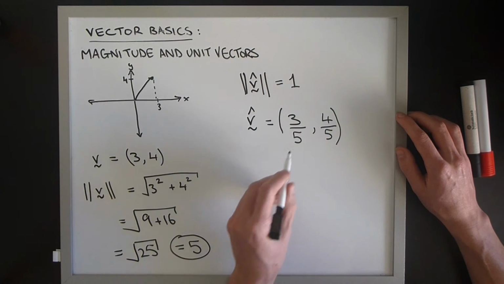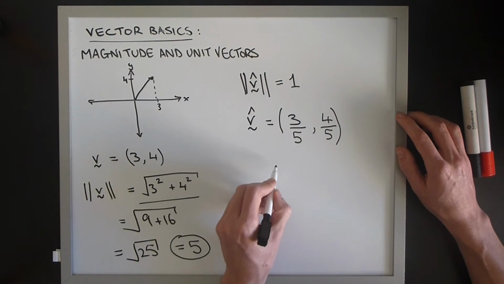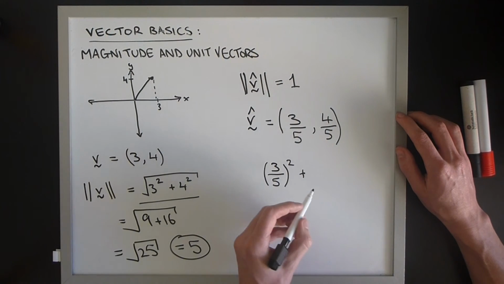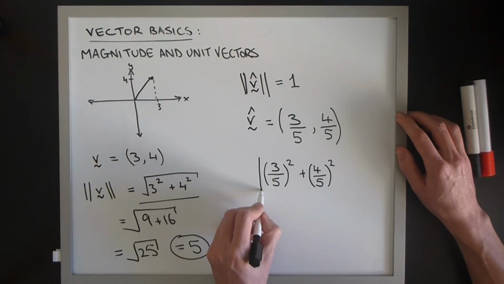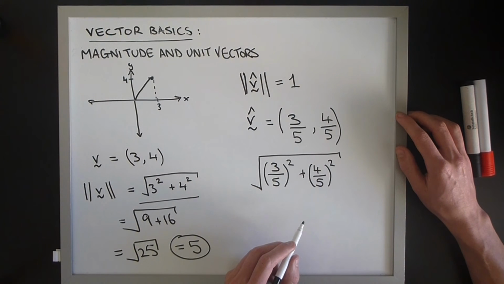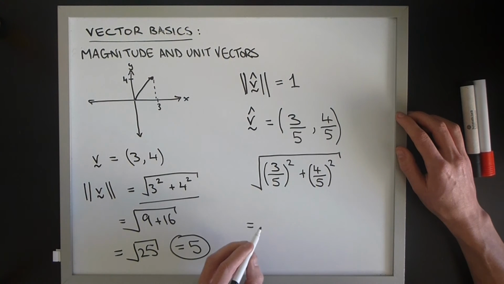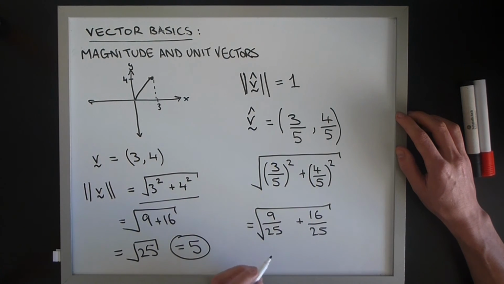Now if you were to go back through the process of finding the magnitude of this vector, you'd have 3 on 5 squared plus 4 on 5 squared, all under a square root, which would get us to 9 on 25 plus 16 on 25, which 9 plus 16 is 25, on 25 is 1, and the square root of 1 is 1.